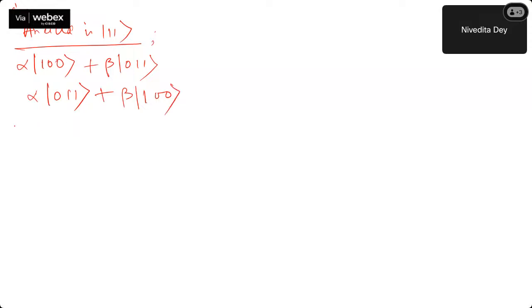Now, what is the correction mechanism? It's very easily understandable. The correction mechanism is sigma x on the first qubit. So we started with the third qubit followed by the second qubit. Now it should be the third qubit because we have to correct and make this alpha 000 and beta 111. So the first qubit here is 1, so we have to make it a 0. And for beta, this qubit is 0. We have to make it a 1.